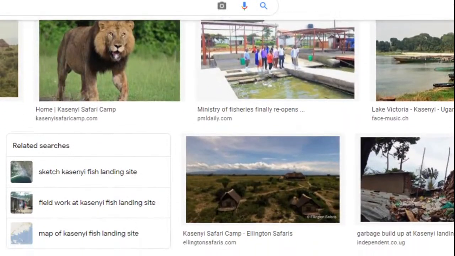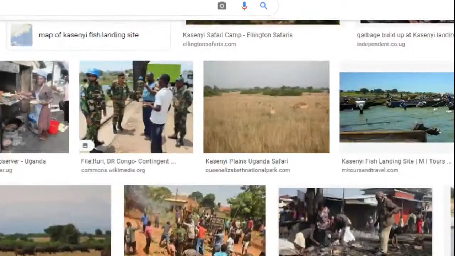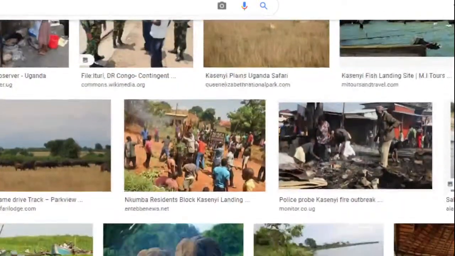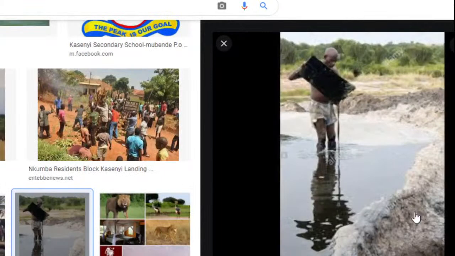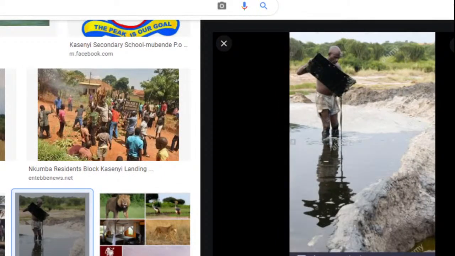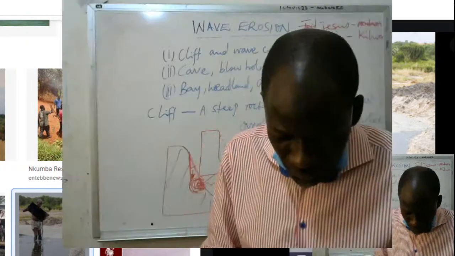when you go to Kasen, you also have a steep rock face on one of the headlands. To the west of the landing site, there is a very steep rock face, which is also an example of a cliff. So cliffs and wave cut platforms form that way.